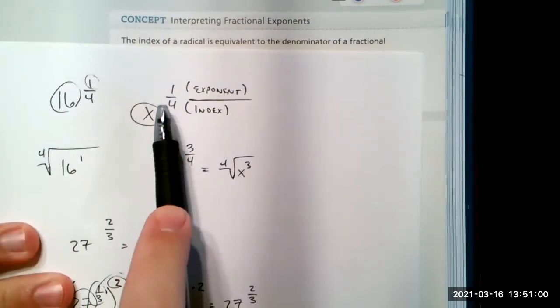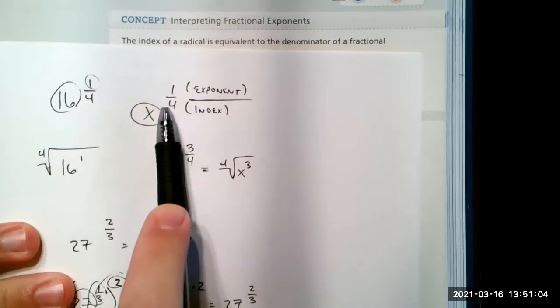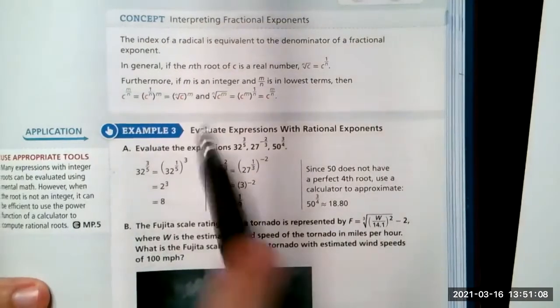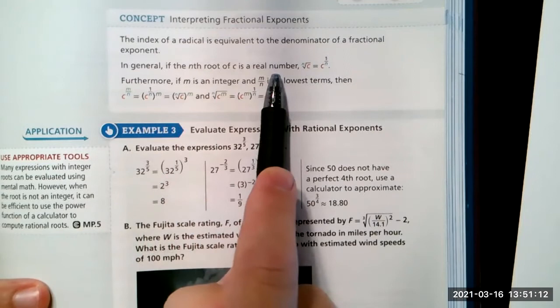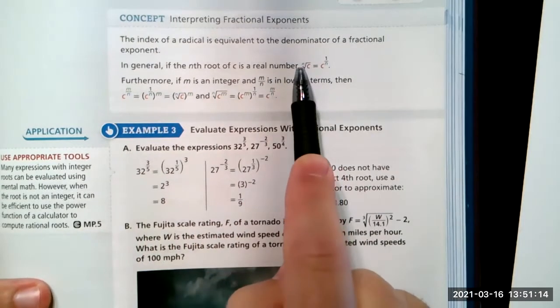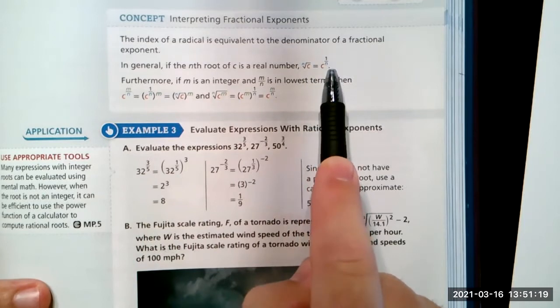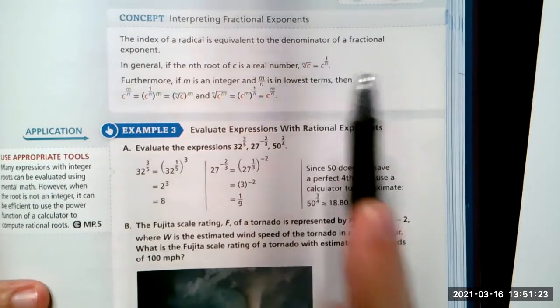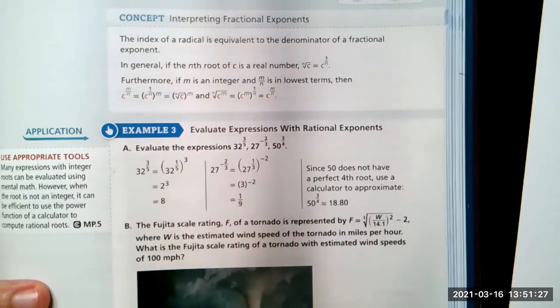X to the 1/4. 1 is the exponent of x. 4 is the index of what I'm talking about. In general, if the nth root of c is a real number, then the nth root of c is the same thing as c to the 1/n. So that's just showing the relationship between radicals and fractional exponents.